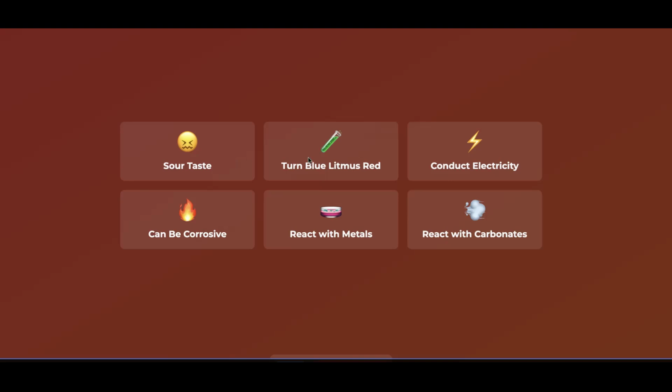Number two, they turn litmus paper red. Acids turn blue litmus paper red, which is a simple way to identify them. Number three, they conduct electricity. When dissolved in water, acids form ions that conduct electricity.